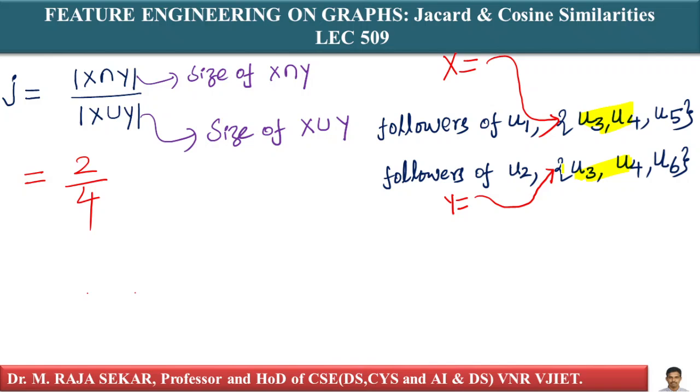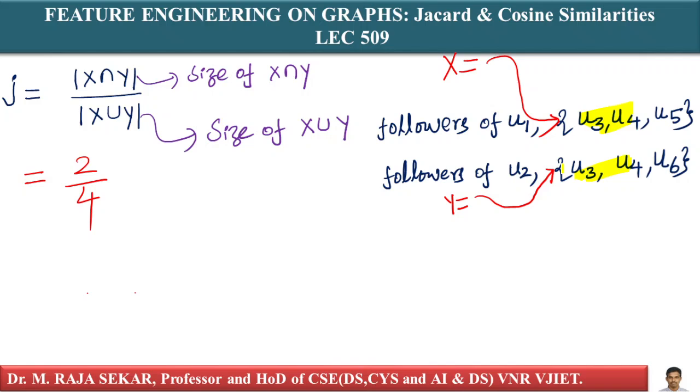2 by 4. So the Jaccard index is the size of the intersection between two sets divided by the size of the union between two sets. So the Jaccard distance between the sets of followers of U1 and U2 is 2 by 4. The larger the Jaccard index, the higher is the probability that there exists an edge between these two vertices U1, U2. That's the logic we are applying.